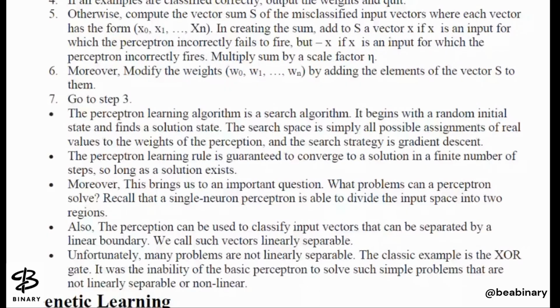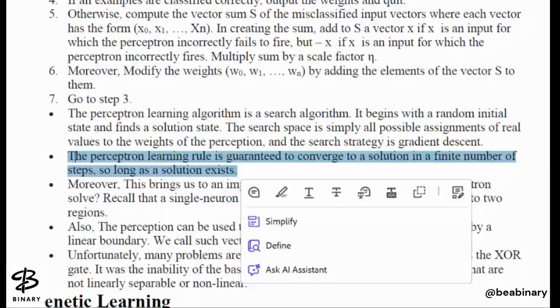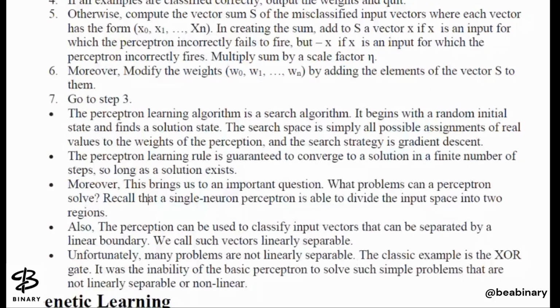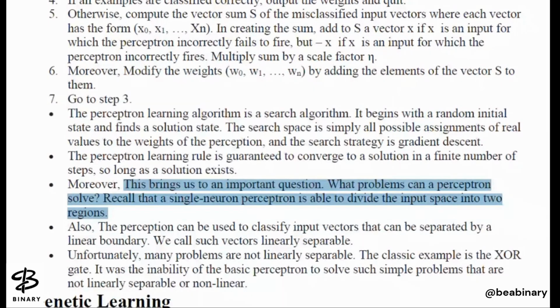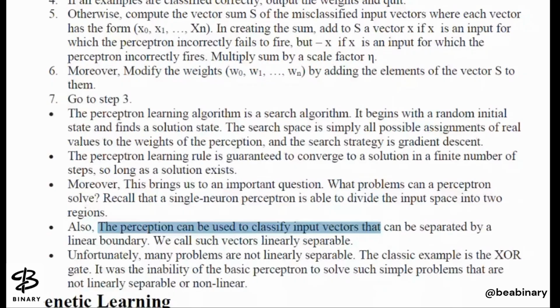The perceptron learning rule is guaranteed to converge to a solution in a finite number of steps, so long as a solution exists. We have talked about this in the benefits in the neural network learning basics. Moreover, this brings us an important question: what problems can the perceptron solve? Recall that a single neuron perceptron is able to divide the input space into two regions. Also, the perceptron can be used to classify input vectors that can be separated by a linear boundary. We can call such vectors linearly separable.